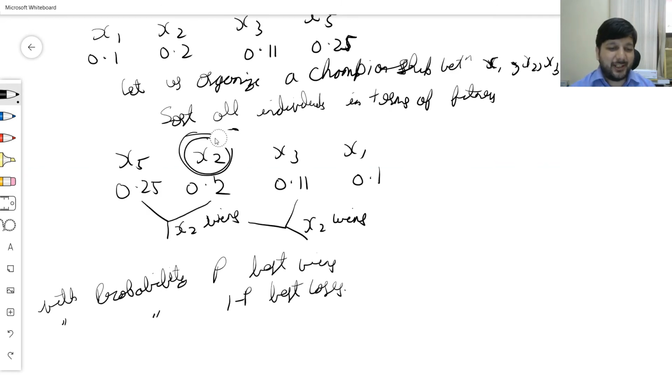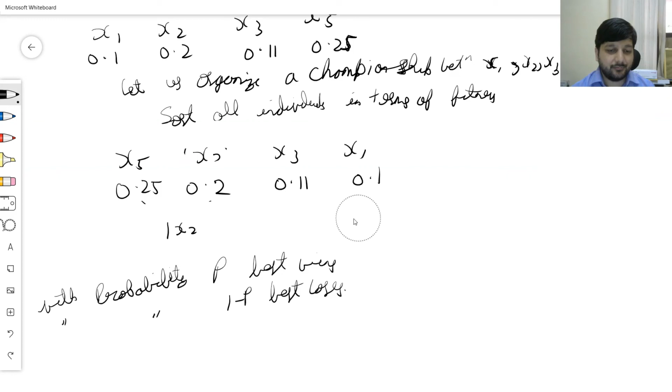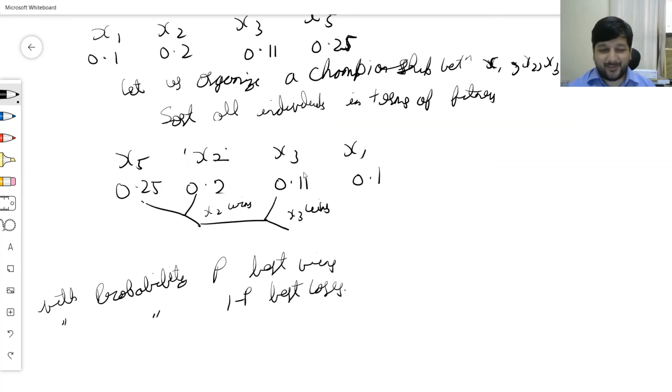Let's do another simulation. This time x5 versus x2, x2 wins, a miracle, the weaker individual wins. x2 versus x3, x3 wins, a miracle, x3 is not supposed to win. x3 versus x1, a miracle, x1 wins. So x1 cannot play any other match, so x1 is declared as the winner.